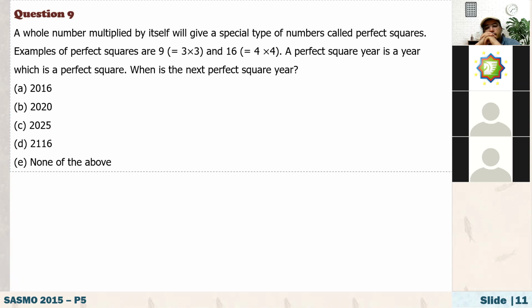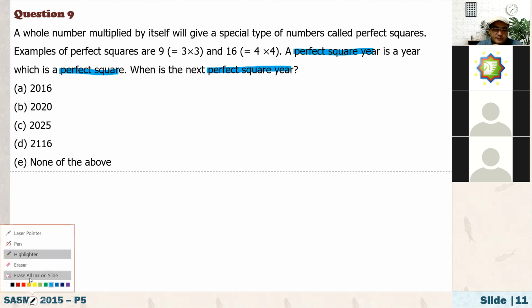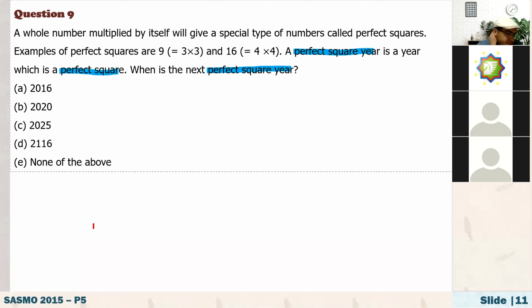A perfect square year is a year which is a perfect square. When is the next perfect square year? A perfect square year is a year which is a perfect square, right? What is the next perfect square year? Did you understand the question, Ismail? Yes, I write C. Yes, the answer is C.